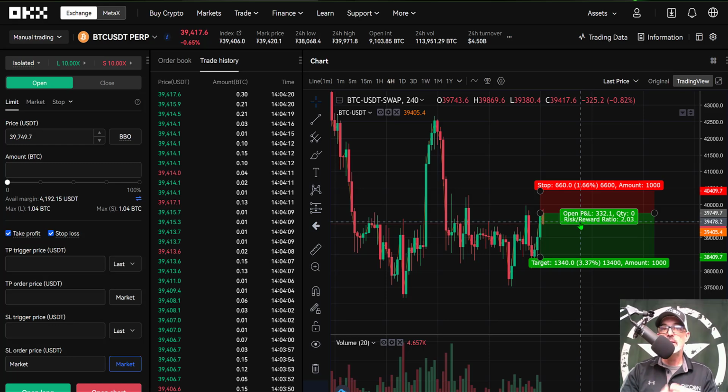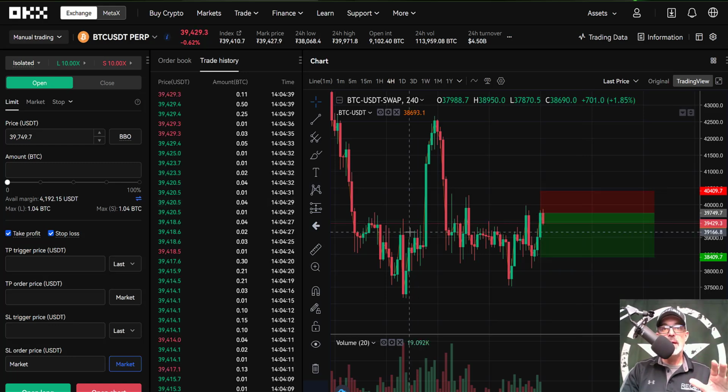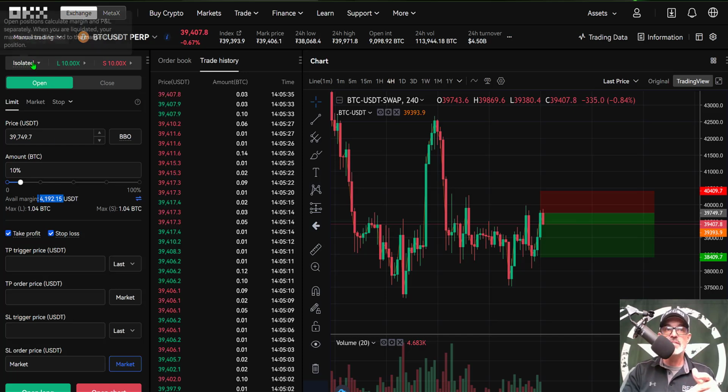So now I know my entry price, my take profit, and stop loss. I can finish with the remainder of the parameters for this particular trade. My entry price is $39,749. The amount is my initial margin, and you can see my available margin is my available USDT in my account. I can set that to something like 10%. That would mean I would have approximately $419 at risk on this one trade, because I have isolated selected, so I would have nothing else at risk other than my initial investment.